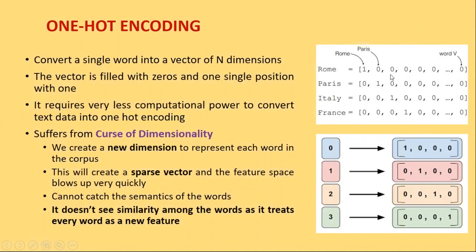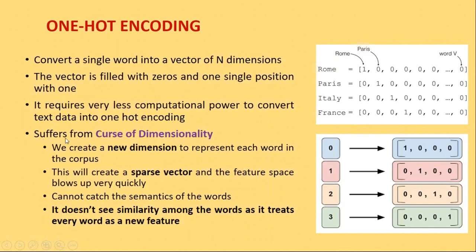The vectors that we create by using one-hot encoding are very sparse. As I have mentioned here, one-hot encoding will create a sparse vector, and the feature space will blow up very quickly. The problem with one-hot encoding is that it requires very little computational power to convert text data, but when you create 10,000-dimensional vectors, it will be very difficult for the model to process them and give results.